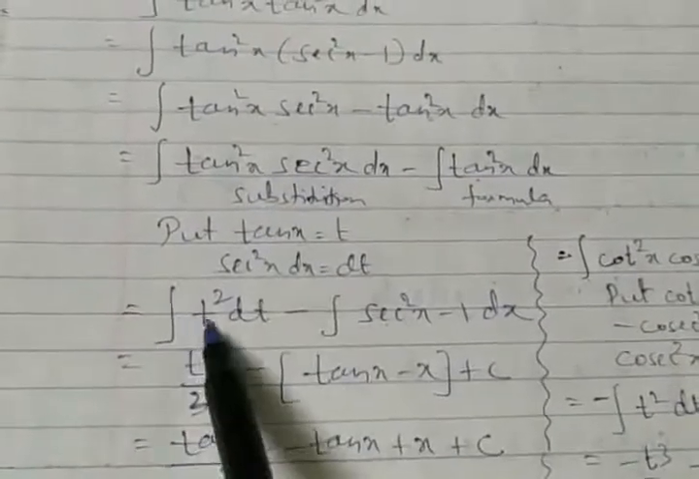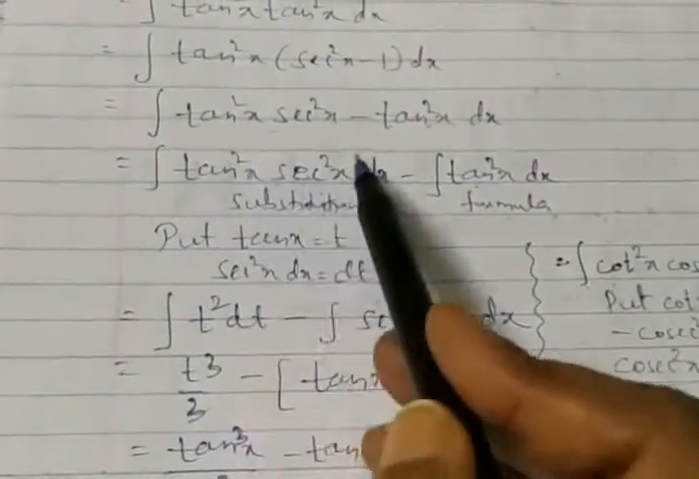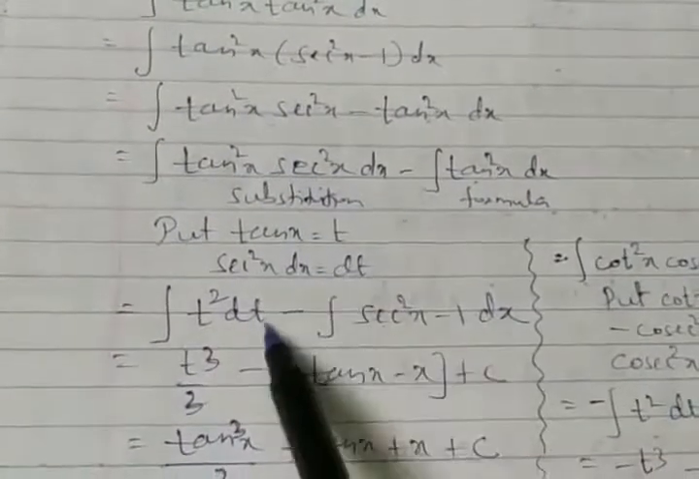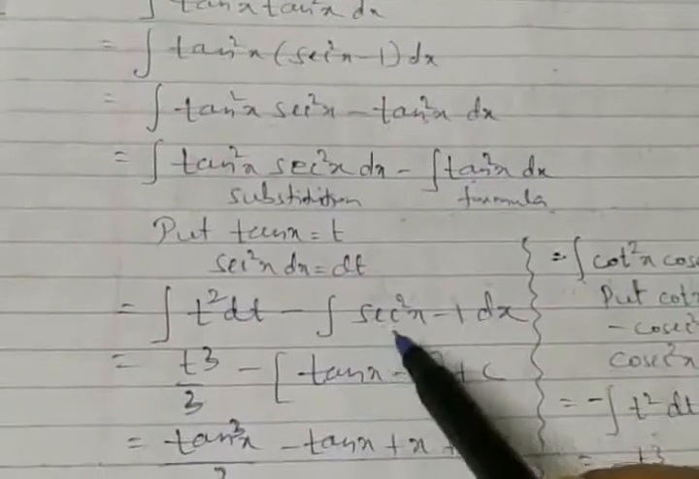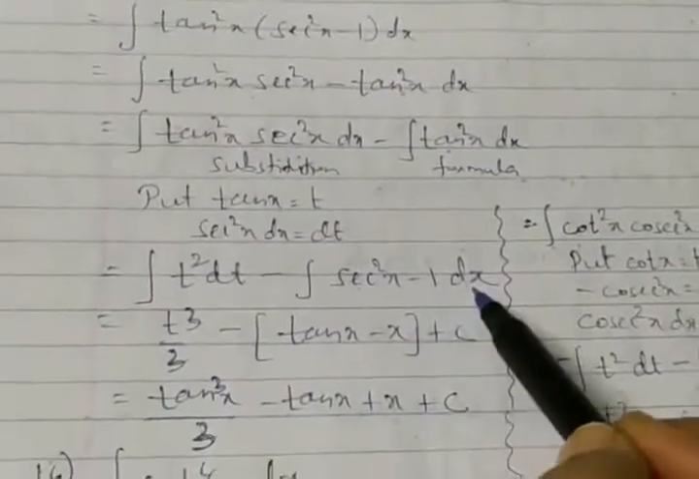I take here integration of t square with respect to t minus integration of tan square, that is secant square x minus 1, with respect to x.